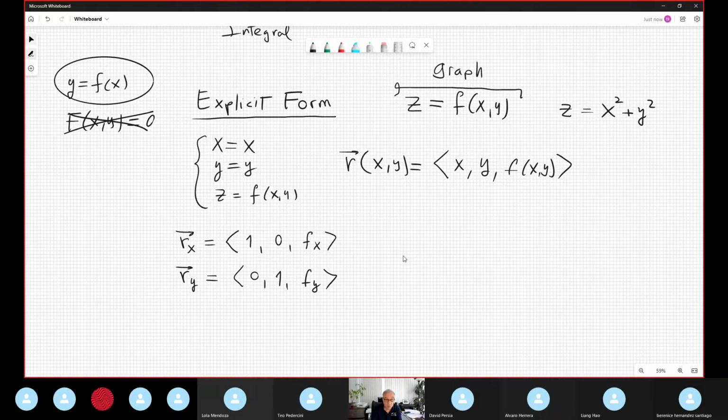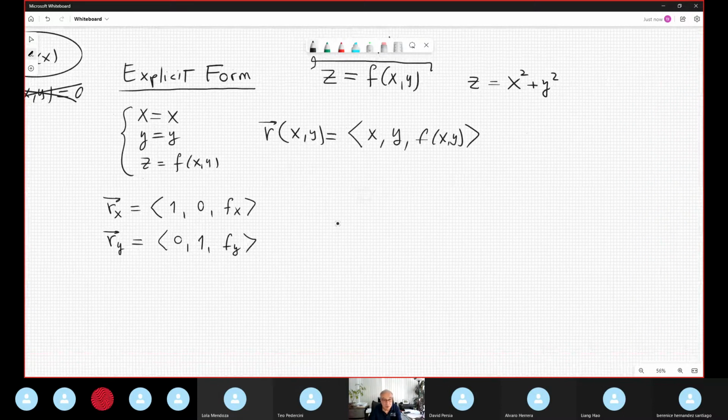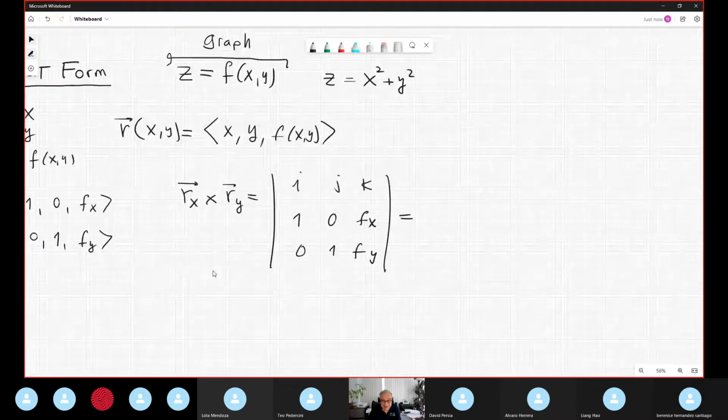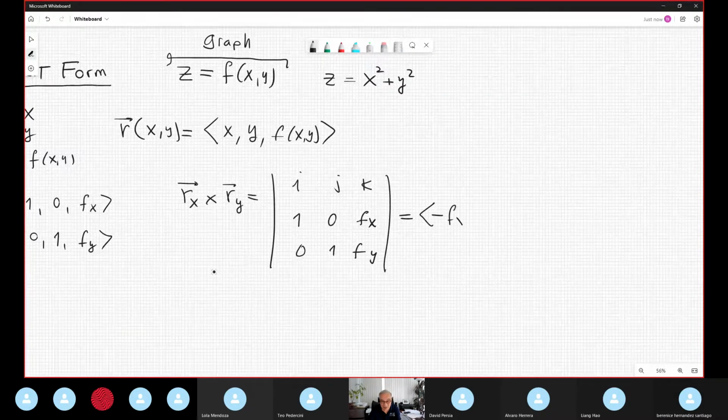Okay, let's do the cross product, because remember, the cross product is somehow related to area. So you are doing the cross product, a determinant with i, j, k. You copy the first vector: 1, 0, partial derivative of f with respect to x; and 0, 1, partial derivative of f with respect to y. And this gives a vector: minus fx, minus fy, 1.